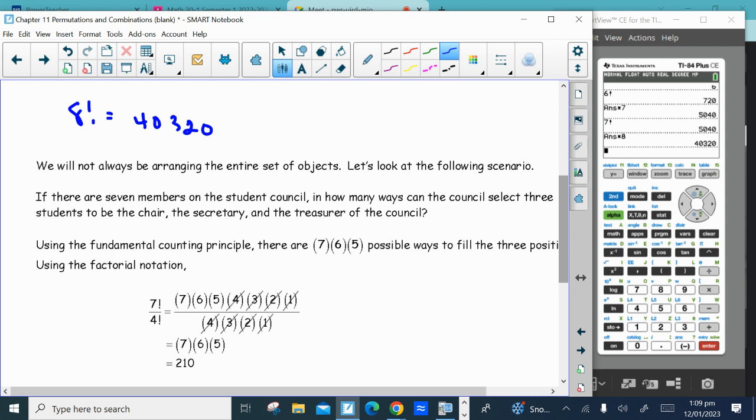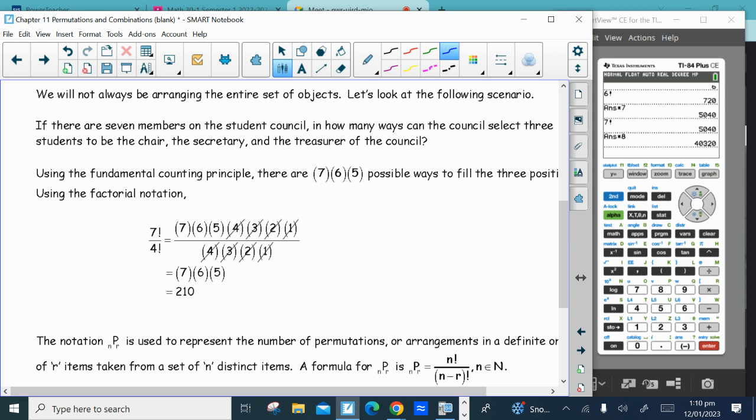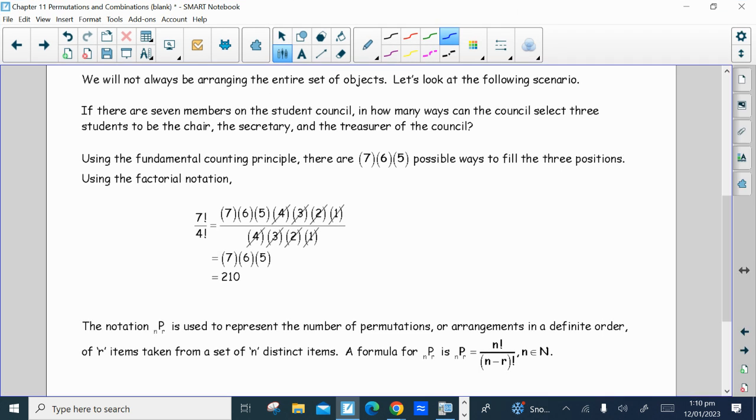As we've seen, though, sometimes we're not always arranging the entire set of objects. For example, if there are 7 members on the student council, in how many ways could the council select 3 students to be chair, secretary, and treasurer of the council? Using the fundamental counting principle, that would be 7 times 6 times 5, which is 210. Using factorial notation, we can get that same answer, 7 times 6 times 5, by going 7 factorial over 4 factorial. We get the same answer, 210, as shown in this example.